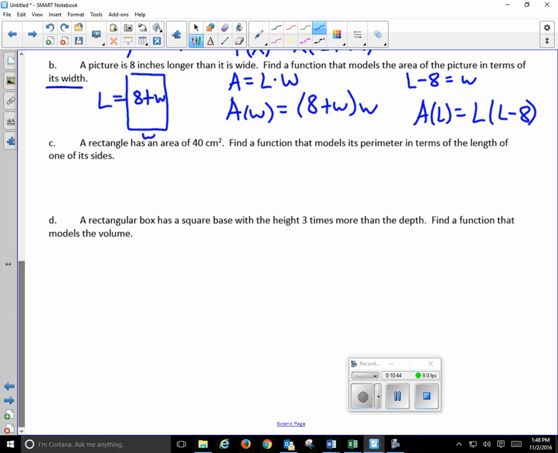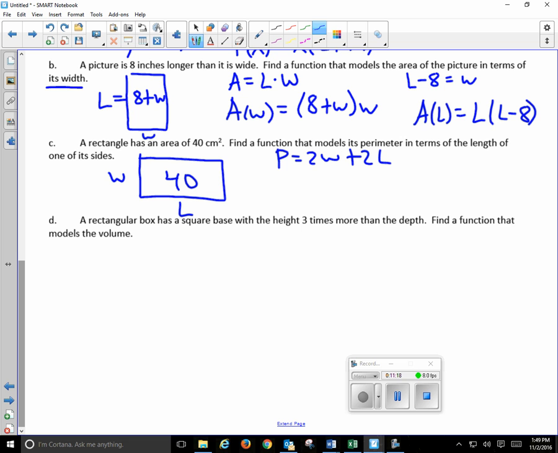So, all right, we'll try the next one together. Rectangle has an area of 40. Okay, I got a rectangle, 40. I'm going to put that in the middle. I got width. I got length. It says find the function that models its perimeter. Oh, gosh, perimeter. What's perimeter? 2W plus 2L. So, it says the length of one of its sides. So I can have either W or L. Doesn't matter, right? Okay, one of the sides.